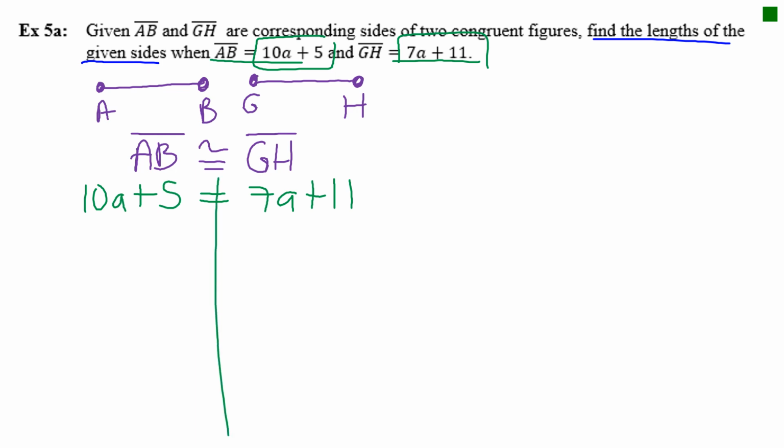Now, distributive property is not necessary because there's no parentheses. Combine like terms on the left, 10A plus 5 will not combine. On the right, 7A plus 11 will not combine either. Then we go to step 3, add or subtract. We want our variables on one side. It's usually easier to put them where they are bigger to begin with to avoid negatives. The 10A on the left is bigger, so I'm going to get rid of this positive 7A by subtracting it from both sides.